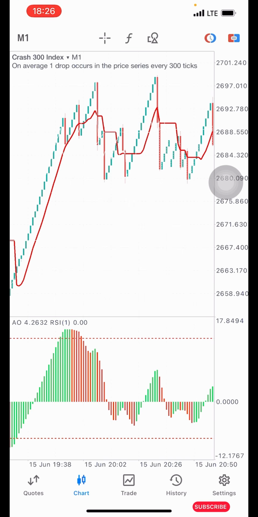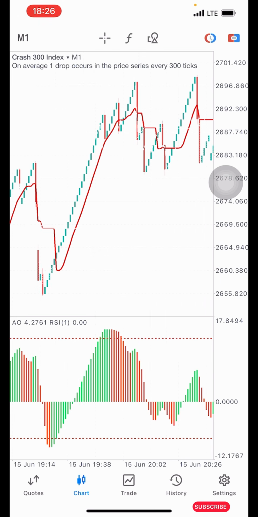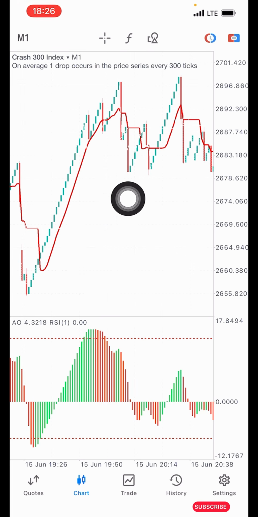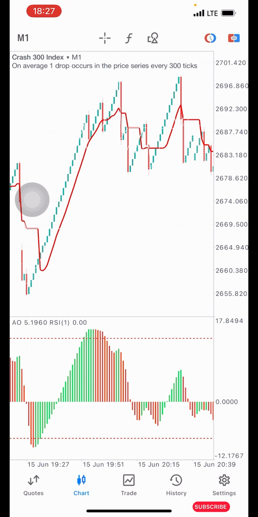Now this is how the strategy works. First of all, you want to see that our awesome oscillator has got into the overbought level here. Once you see that this line is at the overbought level, you start looking for sell opportunity. You start looking for spikes in the market. Now you look on your main chart. The first thing is that you want to go in immediately when you see this line gets to the overbought level, but this is a safe method.